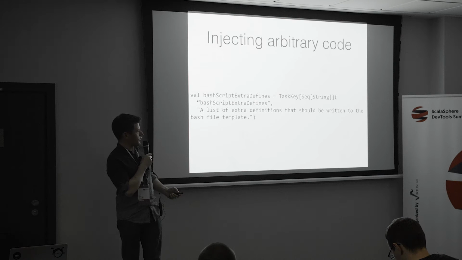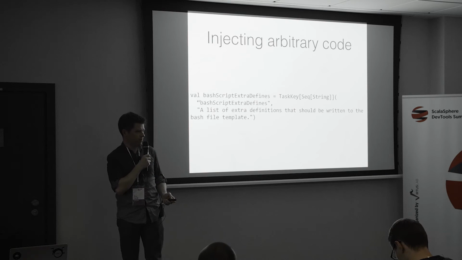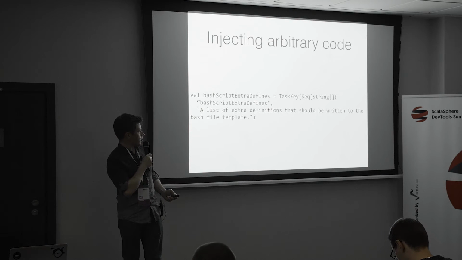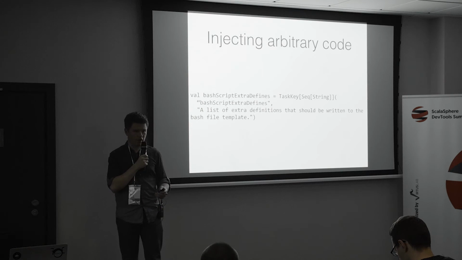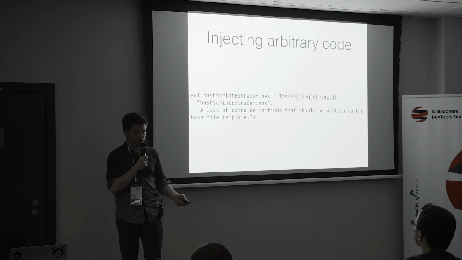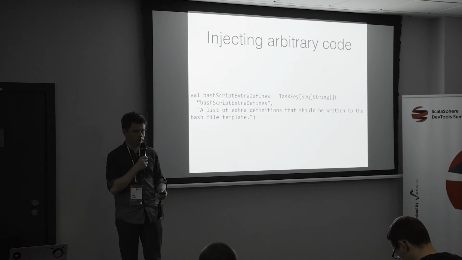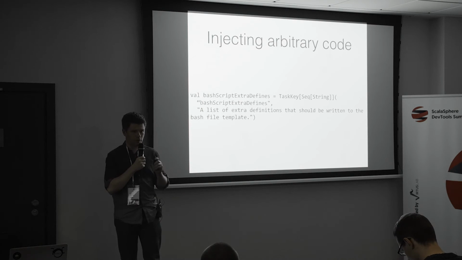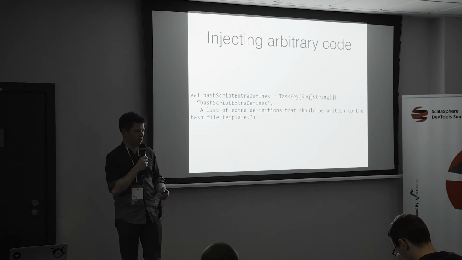For injecting arbitrary code, there is a setting called bash script extra defines, and this basically takes a sequence of strings. This sequence of strings is arbitrary, basically just text that gets dumped into your start script, and this gives you a huge amount of control over anything you want to do. So you can choose to do anything you want at runtime using this.